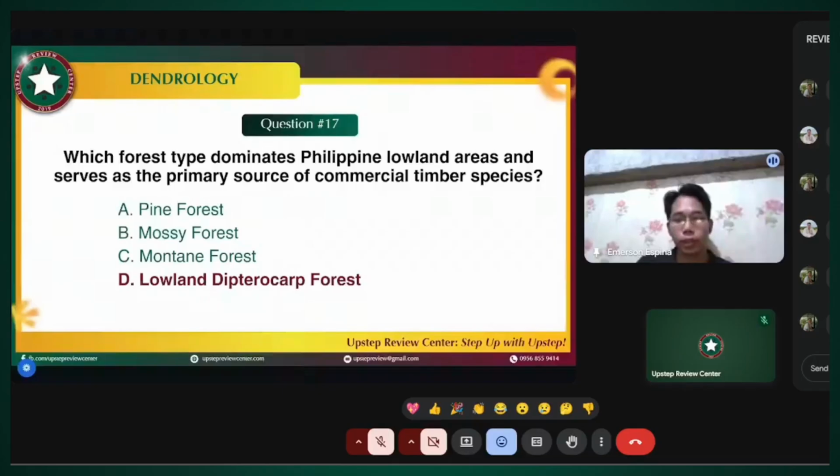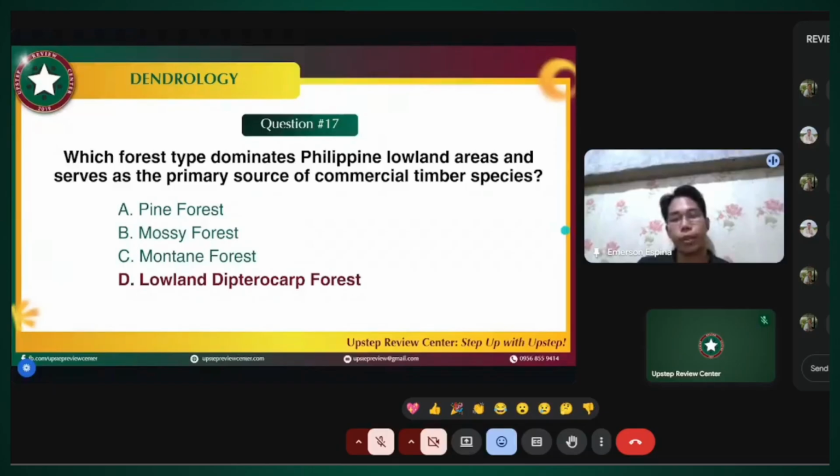Okay, the correct answer is letter D, lowland dipterocarp forest. That type of forest contains many commercially important timber species. This is one of the most important forest formations to remember. So take note and give emphasis to lowland dipterocarp forest type in your review.